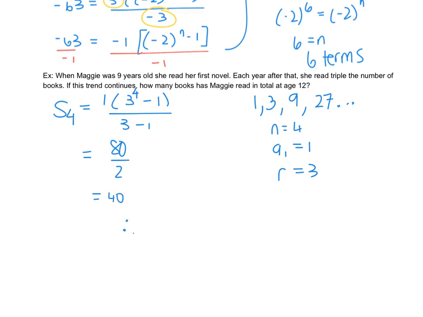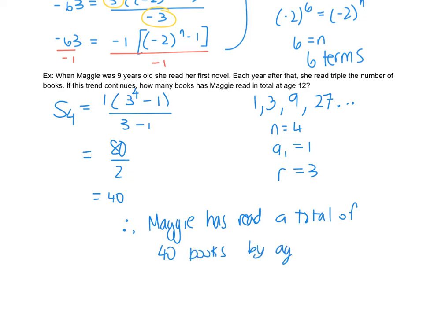And then because it's a word problem, we'll write our therefore statement. So therefore, Maggie has read a total of 40 books by age 12. And just a little thing here about our n value. You might say, well, 12 minus 9 is 3, so n should be 3. But think about this. Age 9, age 10, 11, and 12. Those are 4 different numbers. Because if you just do 12 minus 9, you're not including either the first age or the last age. So be careful with that.